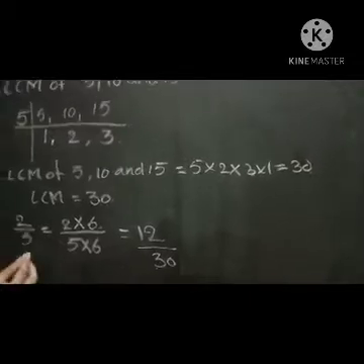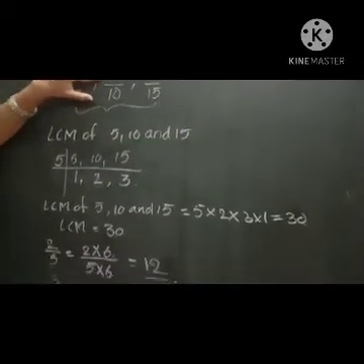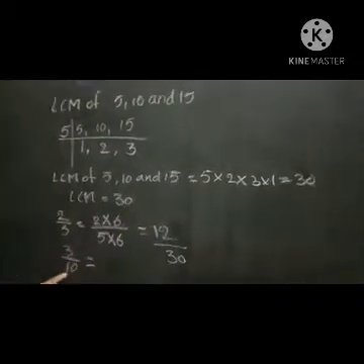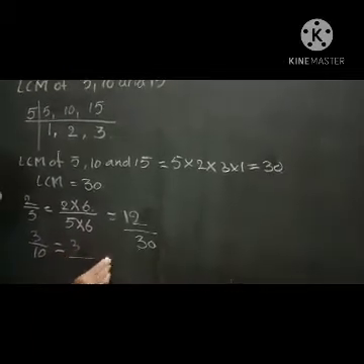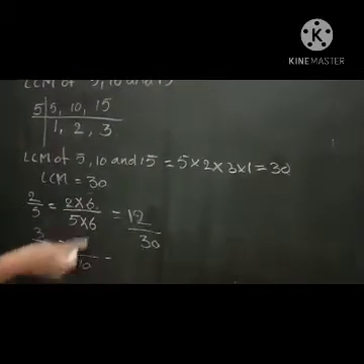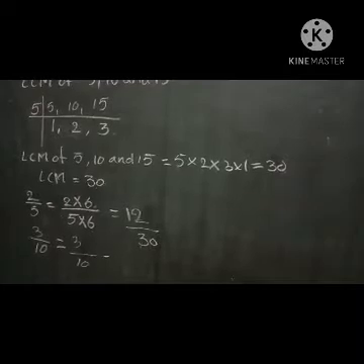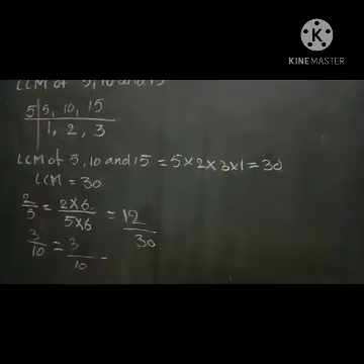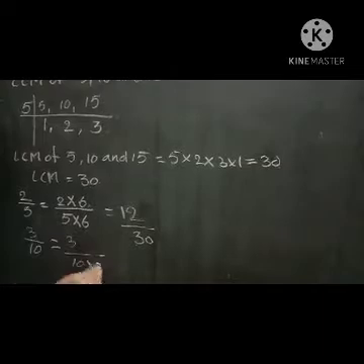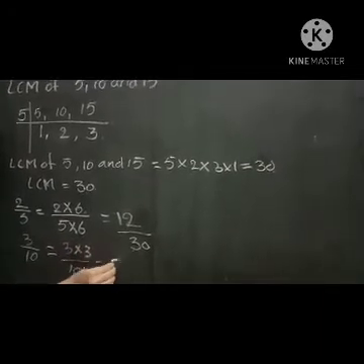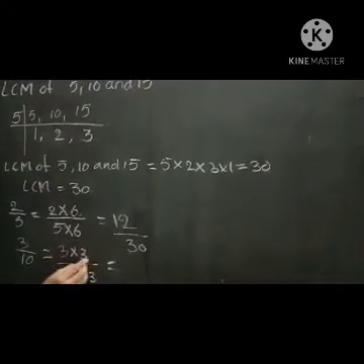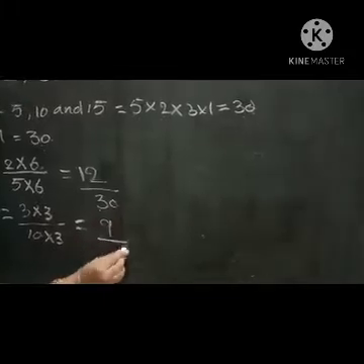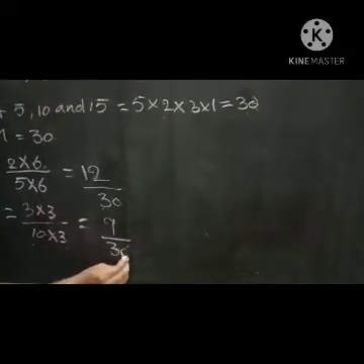Next see the next one here, 3 by 10. In 10 table, 30 is there or not there? Yes. How many times? Yes, very good. 3 times. 10 3s are 30. Here also we have to write into 3. 3 into 3 is 9. So 9 by 10 3s are 30.